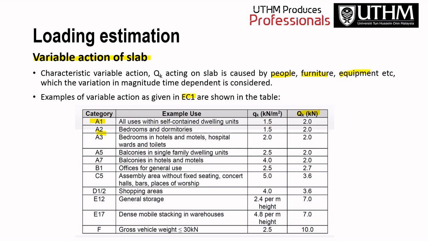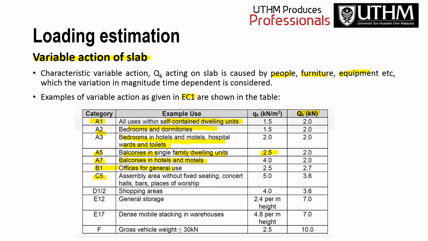So let us go through an example. You can see that for all usage within self-contained dwellings, the qk is 1.5 and the capital QK is 2.0. Then we also have bedrooms and dormitories, bedrooms in hotels, motels, hospital wards, toilets, and then A5 is balcony in single family dwelling units, and A7 is balcony in hotels and motels. You can see a little bit of difference here. B1 is office for general usage. C5 is assembly area without fixed seating, concert halls, bars, places of worship. For areas where we need big spaces, like churches and malls.